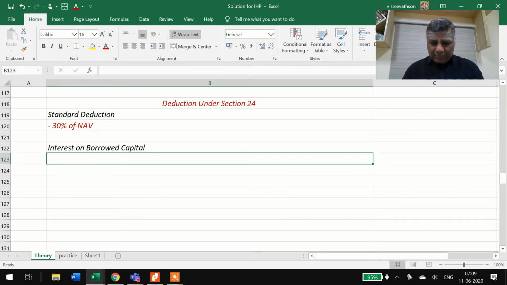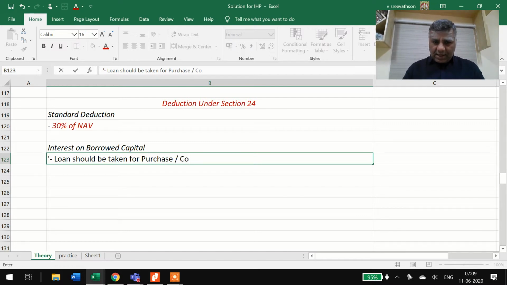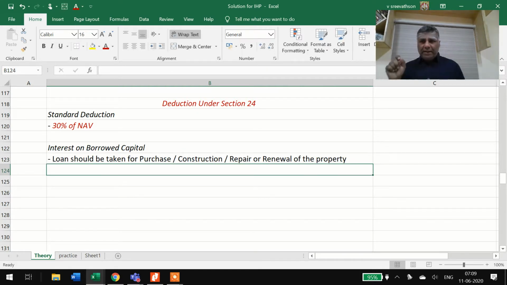Loan should be taken for purchase, construction, repair or renewal of the property. Loan should be taken for what purposes? It can be for purchase, construction, repair, modification, renewal of the property.